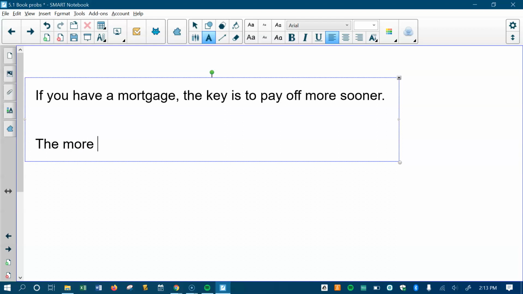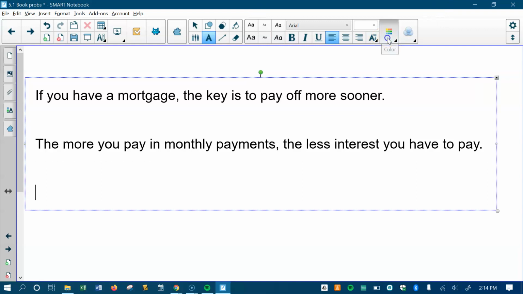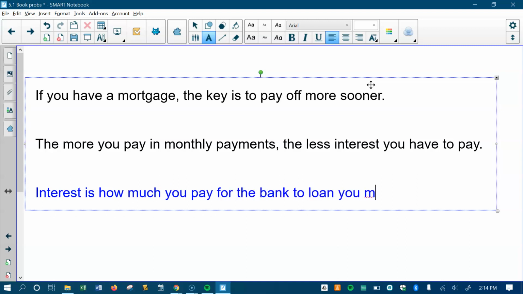The more you pay in monthly payments, the less interest you have to pay. I'm not sure what interest is because I don't know what your experience is with this kind of stuff. Interest is how much you pay for the bank to loan you the money. So in other words, someone's giving you money, they want something though, because they know you're not going to pay it back immediately. So they ask for a certain percentage each month that you haven't paid this back. You keep paying over and over and over again, all this interest, and it all adds up. The sooner you pay it, the less interest you pay.